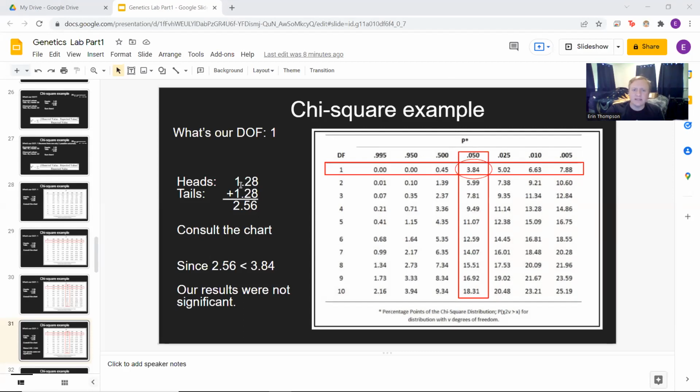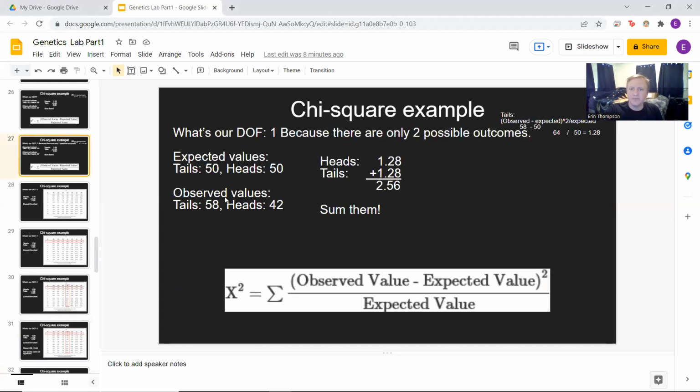So what if we had gotten different numbers? What if I had flipped and gotten 90 heads and 10 tails? What would our chi-square value look like? Would our chi-square value be really big? Would it be really small? Bring back our formula. So if instead of 58 and 42, I had got 90 and 10, what would our chi-square value look like?